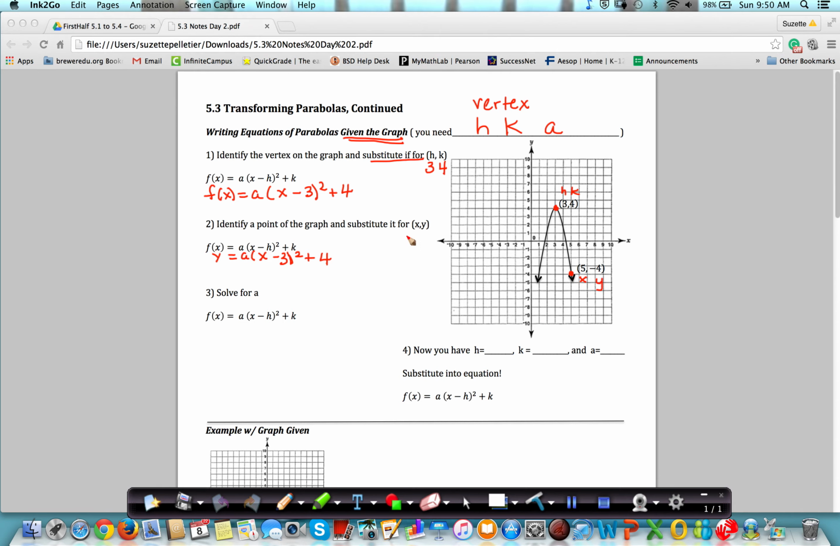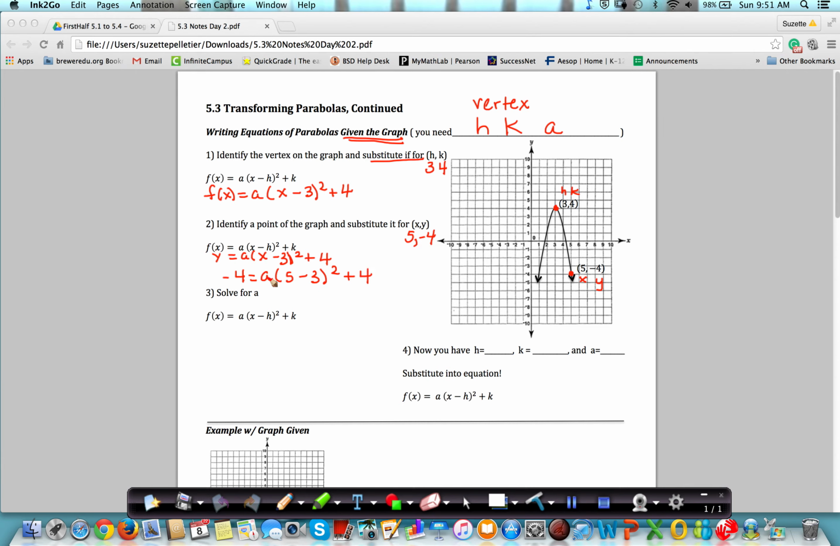We're going to call that x, y. So 5 and negative 4. So I'm going to plug those into my equation. So the y part is negative 4. So negative 4 equals a times x, which was 5, minus h, which is 3, squared plus k, which is 4.